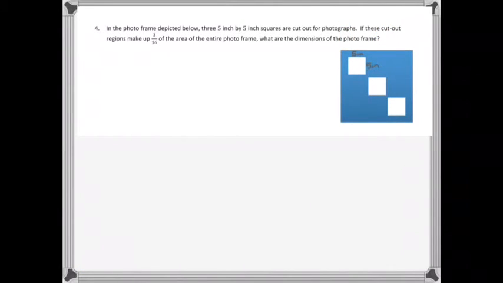In question number 4, we're given a photo frame with 3 5-inch by 5-inch square cutouts for photographs. If these cutout regions, all 3 of them together, make up 3/16 of the area of the entire frame, what are the dimensions of the photo frame? So we're trying to find the dimensions of the photo frame.